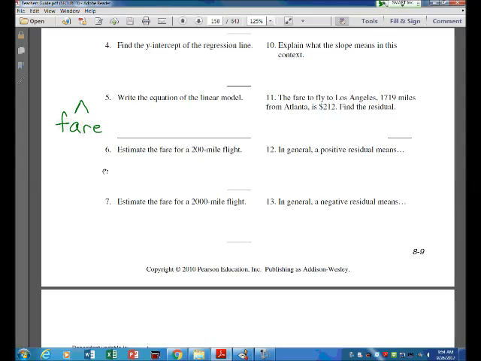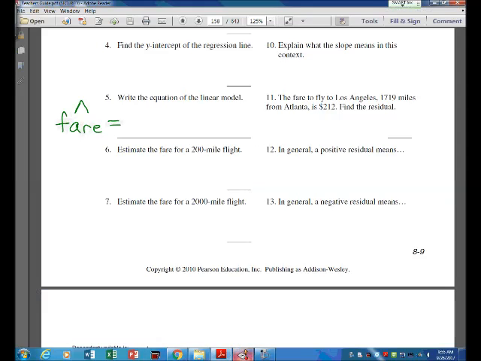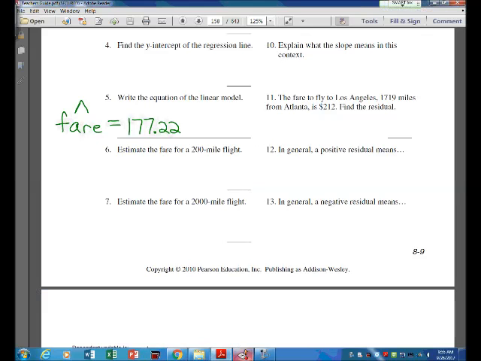equals, here is where I'm going to put my a value, which says 177.215, or 177.22, all right, it's positive. So you'll notice that the slope b is a positive number, and it looks like it's 0.078619. I'll just round to 0.079. All right, so plus 0.079, and that's going to be multiplied by, and this is where I want to put the actual explanatory variable. Don't just put x. So I'm going to put distance.